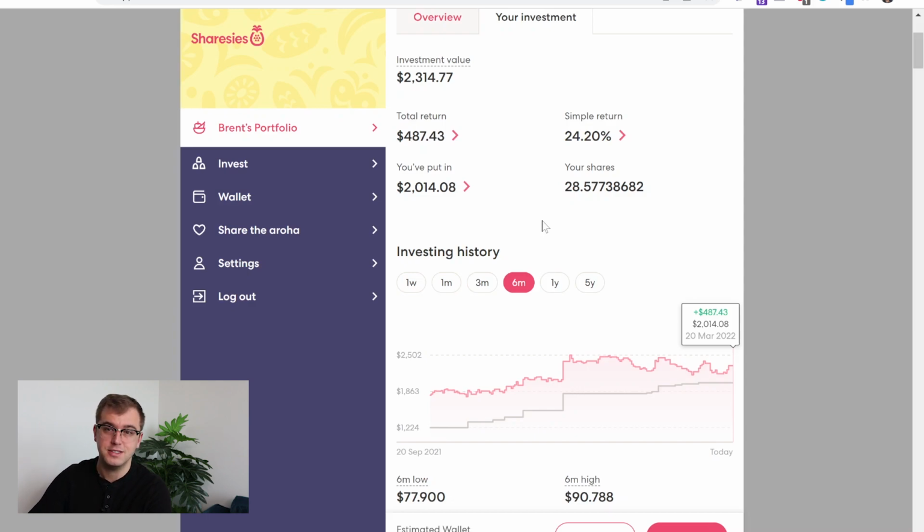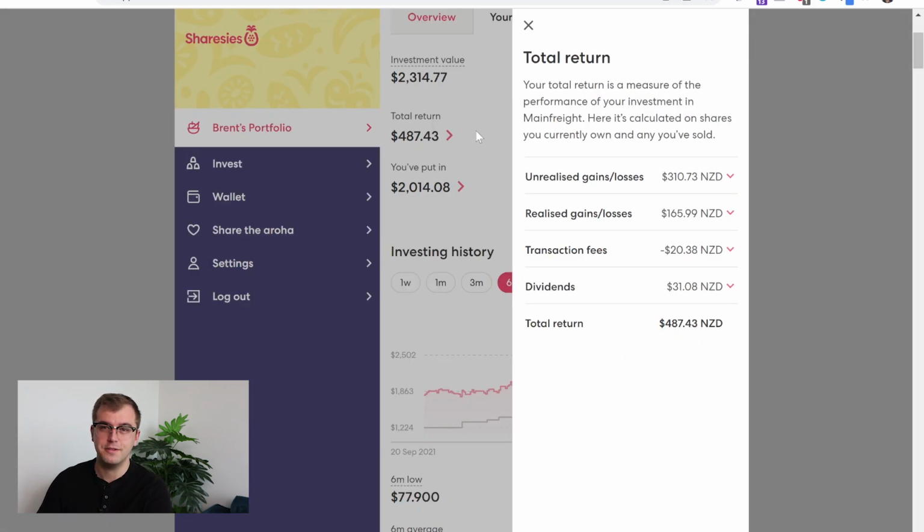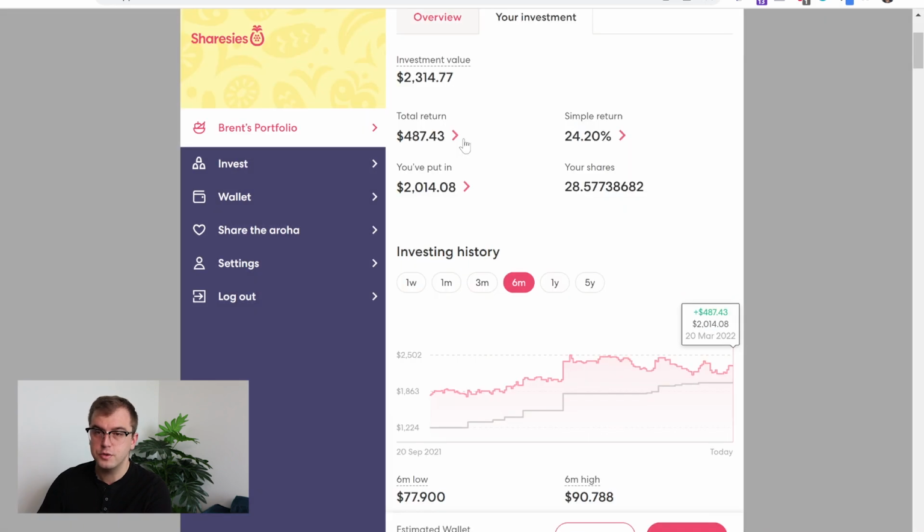However, this is made up of dividends as well, so this looks a bit higher than investment value minus the amount that I've put in. And if we click on that, we can see the breakdown of how we got this profit. You can also see your simple return and the number of shares you currently own. So currently I own 28.57 Mainfreight shares.